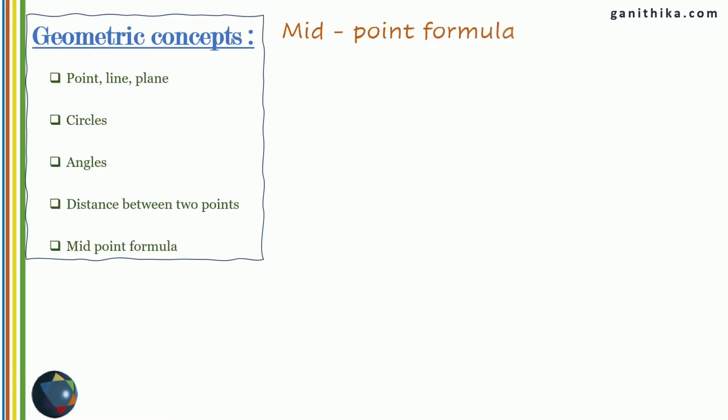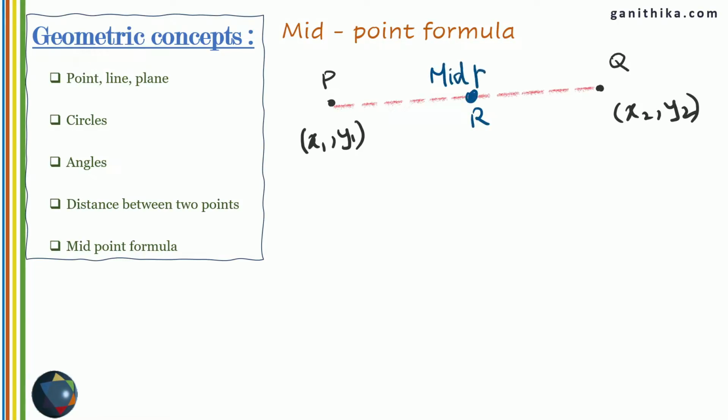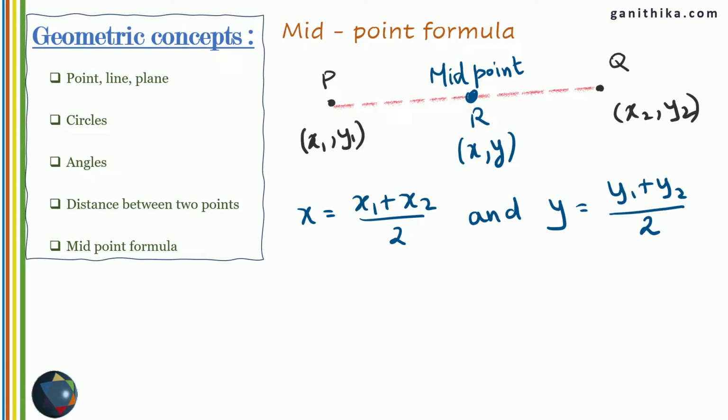Proceeding further, we'll see what the midpoint formula is. What is the coordinate of the midpoint of two given points? If R is the midpoint of P and Q, and the coordinates of P are (x1, y1) and the coordinates of Q are (x2, y2), what is the coordinate of R, which is the midpoint of P and Q? This is what we need to find using this formula. The formula gives you that x is equal to (x1 plus x2) over 2, which means we add the x coordinates of P and Q and divide by 2 to get the x coordinate of the midpoint. Similarly, you can add the y coordinates and divide by 2 to get the y coordinate of the midpoint. So these are the two coordinates that you get for the midpoint from two given points.